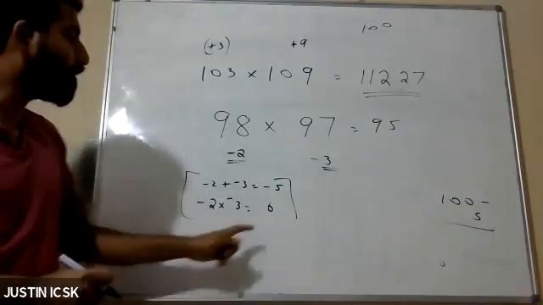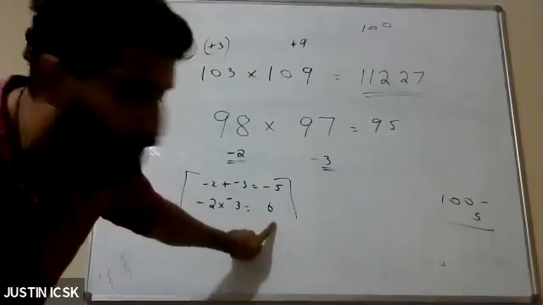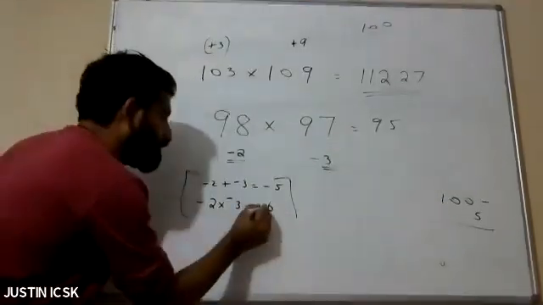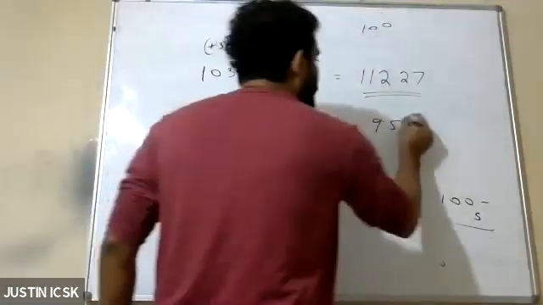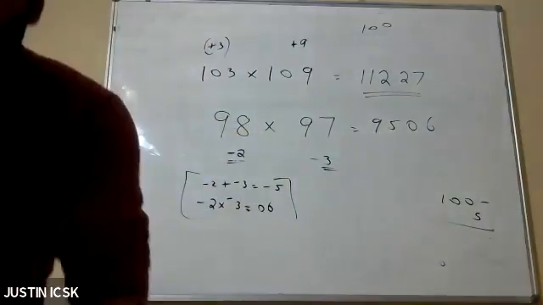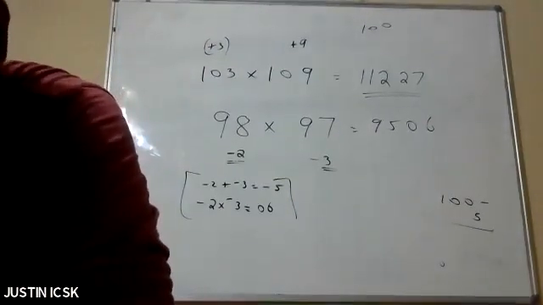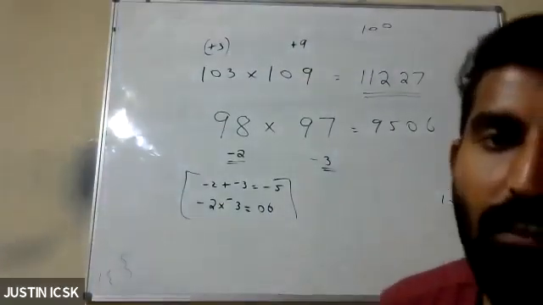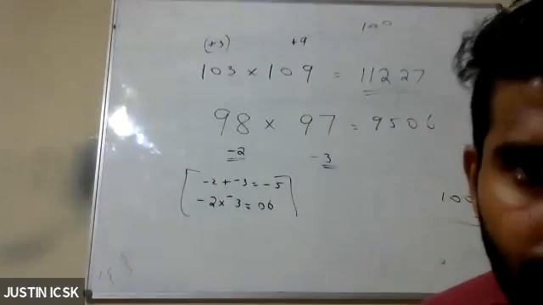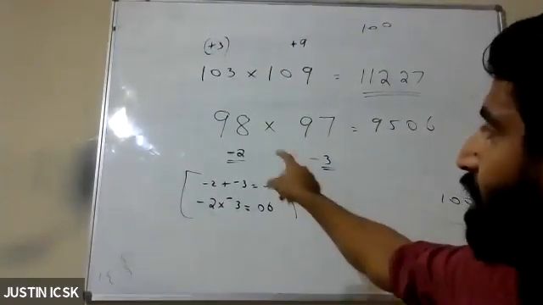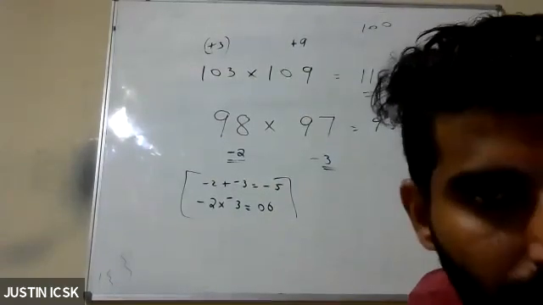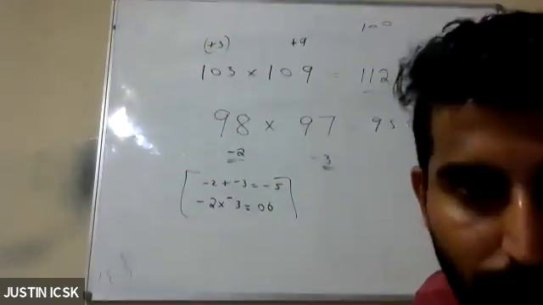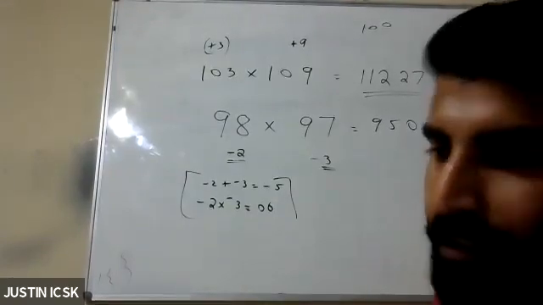Right? And I told you, you cannot write only 6. It should be 2 digits, so write 06. So your answer is 9506. So two things you have to remember. Addition: first you add those minus numbers, then subtract from 100. Multiplication is same.